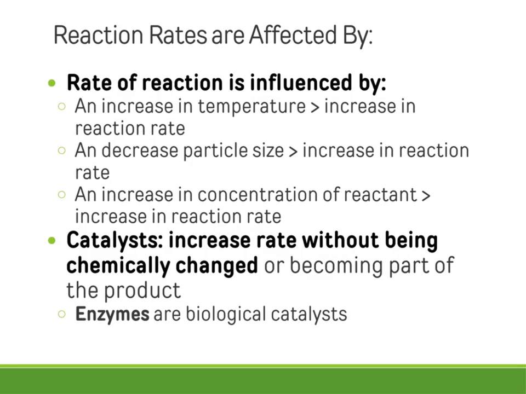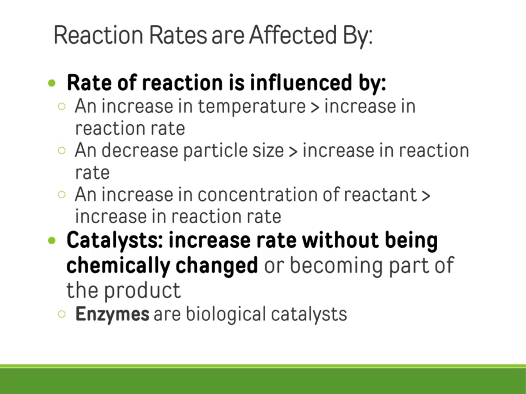And one of the last things we'll talk about is how reaction rates are affected by things like an increase in temperature, a decrease in particle size, or a change in the concentration of a reactant. We're going to look at reaction rates because they're affected by things that we talk about repeatedly: temperature, particle size, concentration, and the presence or absence of a catalyst, which is also known as an enzyme. How quickly a chemical equation converts reactants to products is its reaction rate.